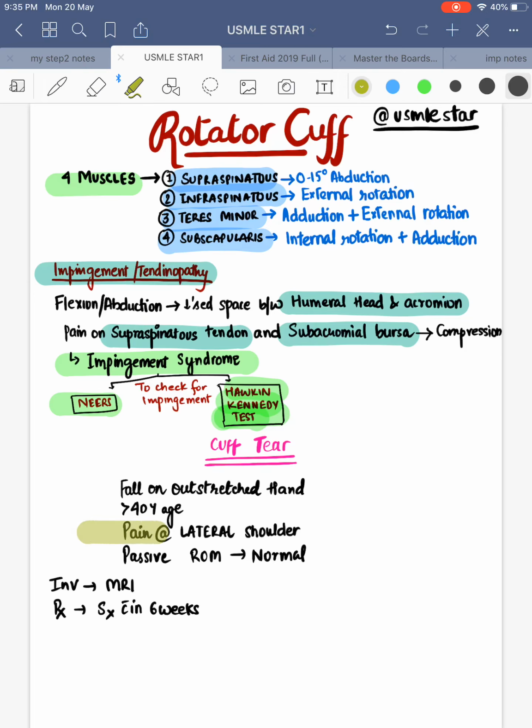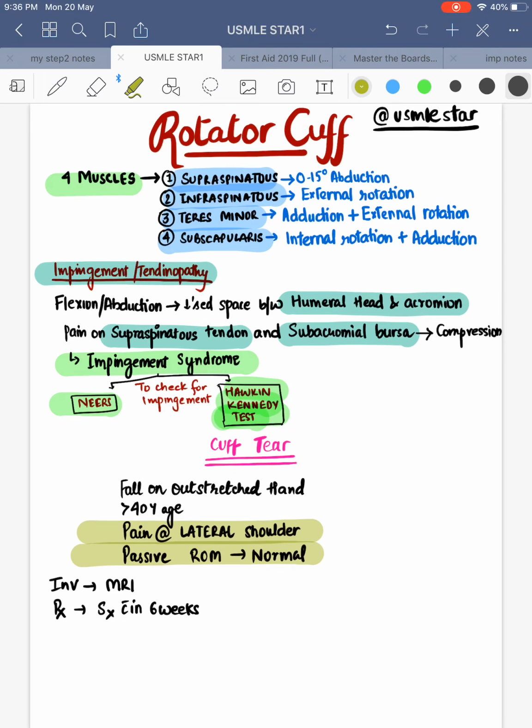The patient would present with pain at the lateral shoulder. But pain would not be the presenting complaint in case of tears; you need to remember this. In case of tears, the main presenting complaint is weakness in doing overhead activities like combing the hair or moving the arm overhead. Passive range of motion, whenever you do passive internal or external rotation, is totally normal, with no pain and no weakness, whereas active abduction and external rotation would be painful or weak.